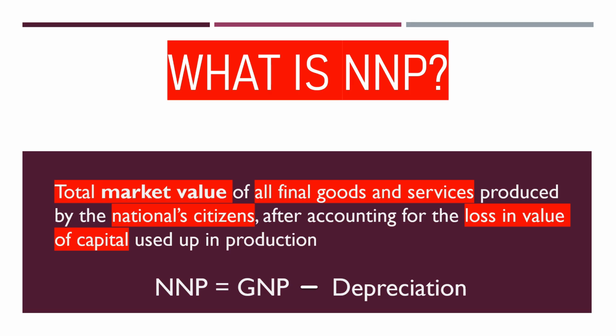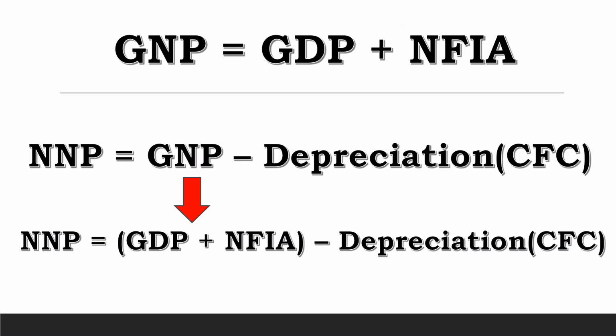Whatever the value of the capital that is lost during manufacturing, that value should be subtracted. Then we will get the net national product, GNP minus depreciation. So these are the formulas. As we know, GNP is equal to GDP plus NFIA. NNP is equal to GNP minus depreciation. Depreciation is also called CFC, which means consumption of fixed capital.